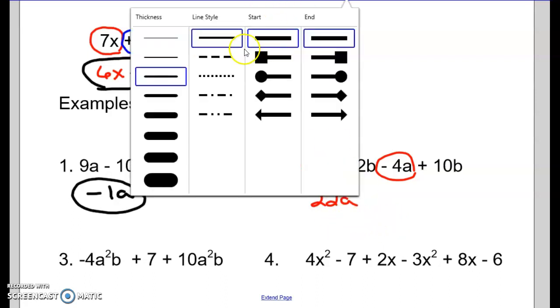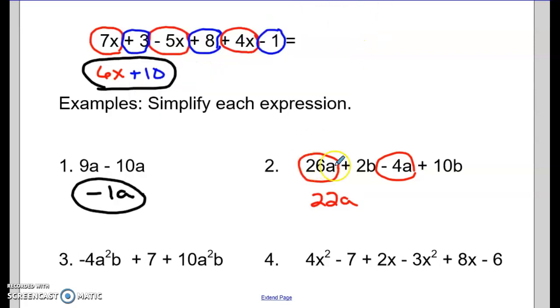Let's next combine our terms with the letter b. We have plus 2b and plus 10b. So if we add 2 plus 10, that equals 12. And since both terms have the letter b, your answer also has b. So number 2 simplifies to 22a plus 12b.